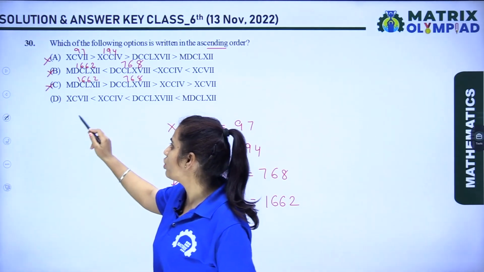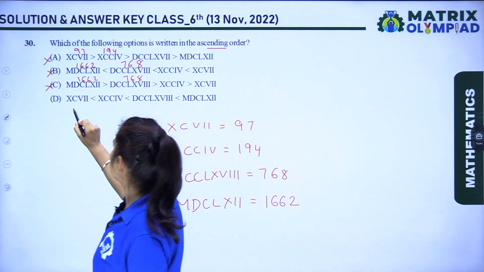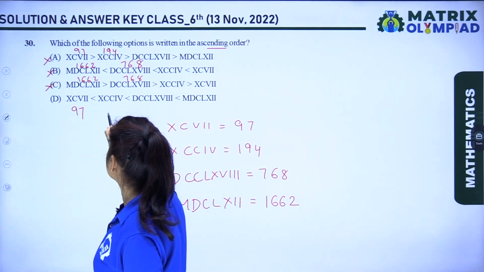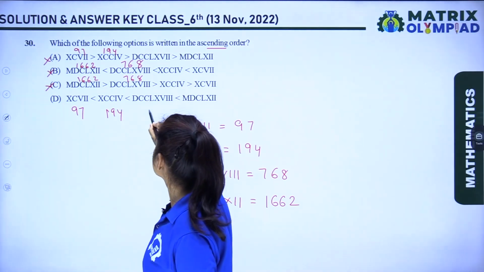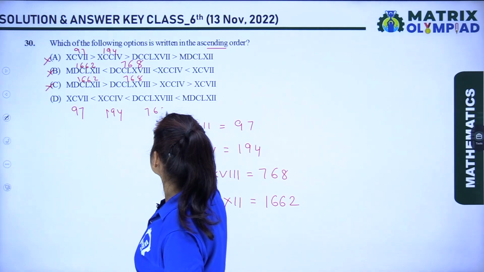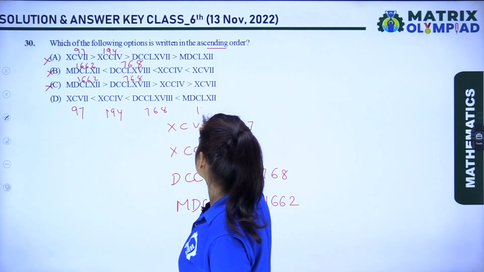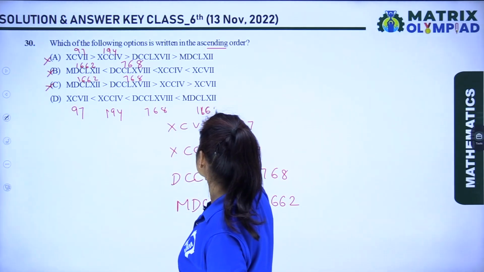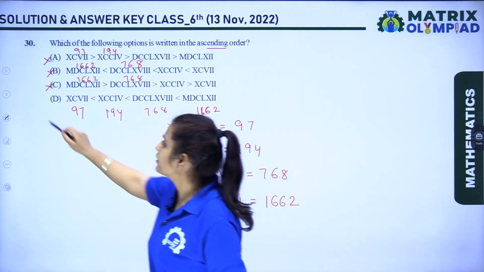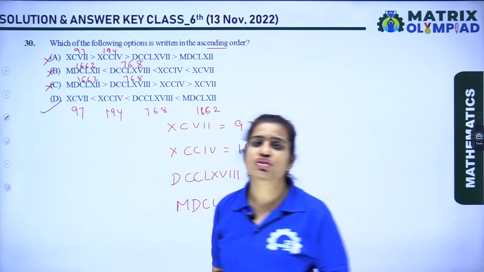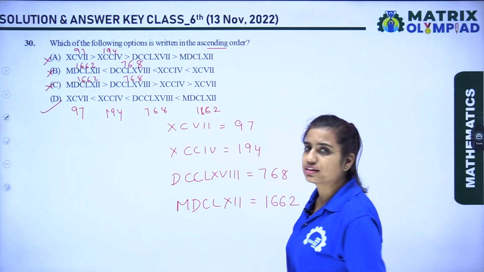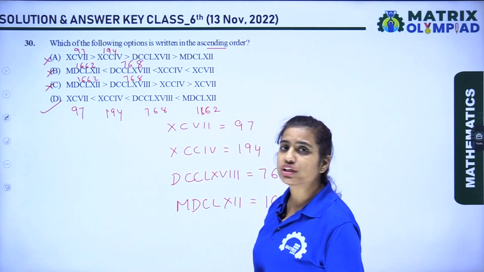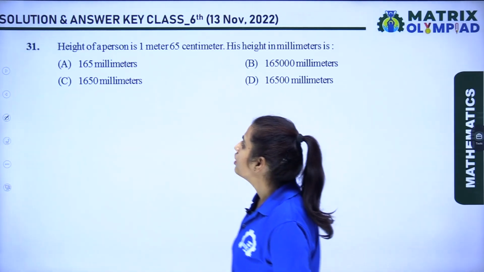Now, let's check the last option. This is option D, that is 97 is smaller than 194. Then it is smaller than 768, which is smaller than 1662. So, option D is the correct answer as it is arranged in the correct sequence. So, option D is the correct answer. Let's move on to the next question, that is question number 31.